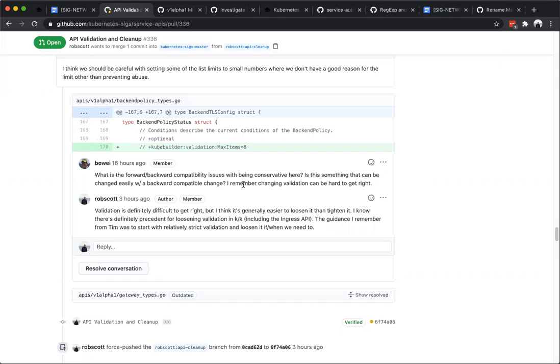So I mean, CRD validation is pretty weak to begin with, right? But what this requires is if we increase the limits in the future, we would have to make that part of a new API release, and versions would have to explicitly support that API.